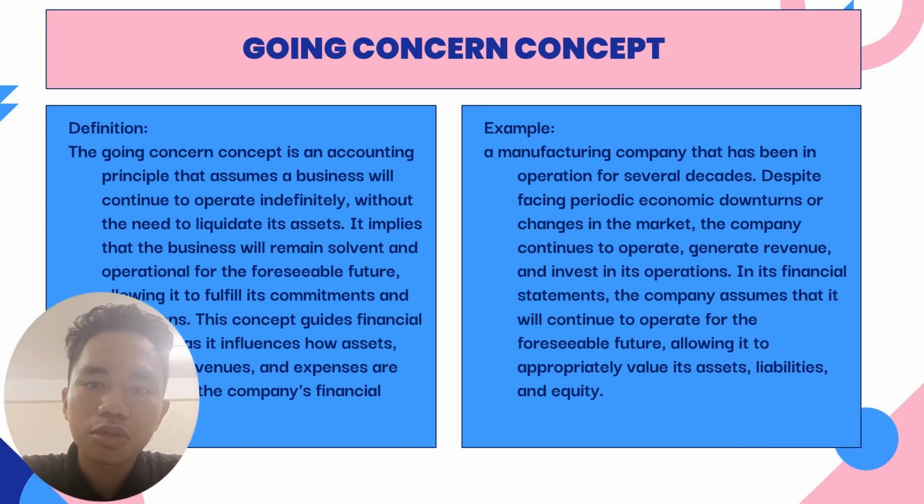An example of the going concern concept in action would be a manufacturing company that has been in operation for several decades. Despite facing periodic economic downturns or changes in the market, the company continues to operate, generate revenue, and invest in its operations. In its financial statements, the company assumes that it will continue to operate for the foreseeable future, allowing it to appropriately value its assets, liabilities, and equities. That's all for this question. We'll be going to question 2.